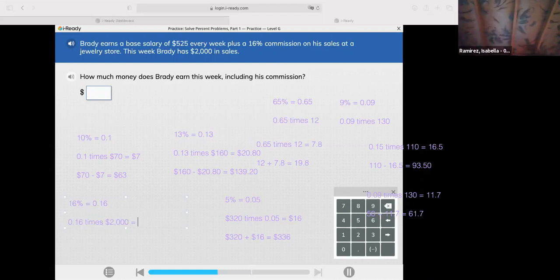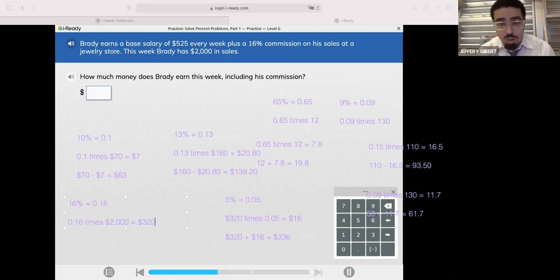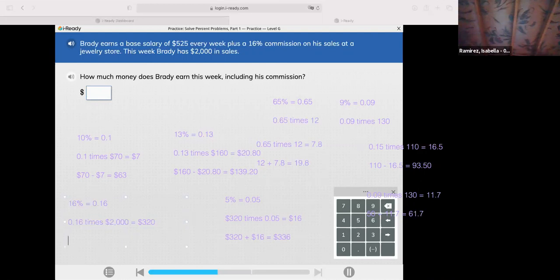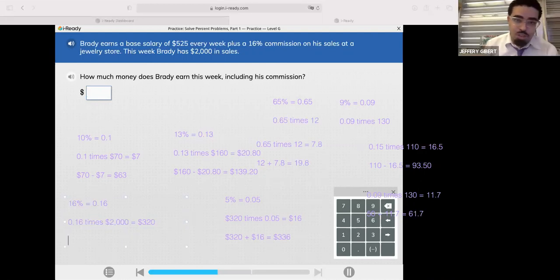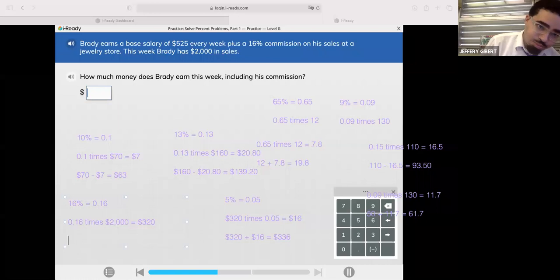$320. All right. So 320 is the bonus. So what do we do with this bonus? Did you say to add it or did you say to subtract it? Add it. So what are we adding the 320 to? By 0.16. No, not 0.16. You're adding it to the salary. How much is the salary? 2,000. No, 2,000 is the sales. Oh, 500.